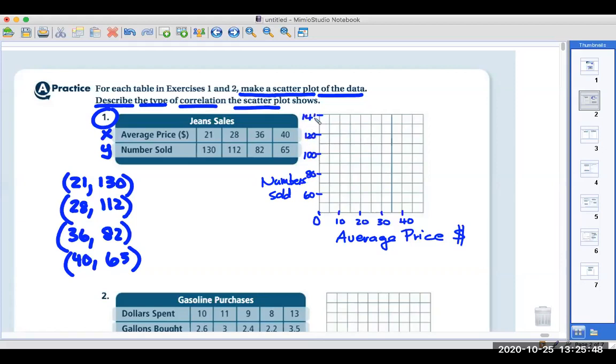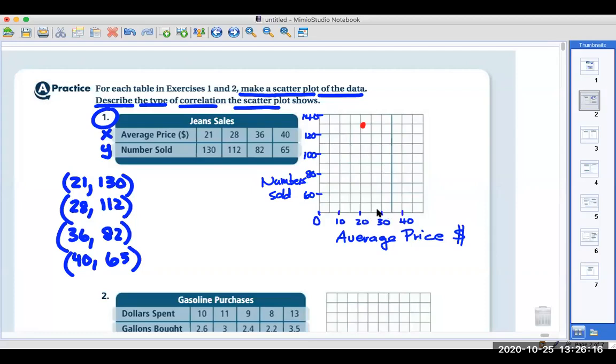So that way I will cover all my bases with the highest number. And then here comes the scatter plot. 21, it's about right here, goes with 130. So you have to estimate about right here. Make your points nice and fat. No use making little tiny points, you can't see them.